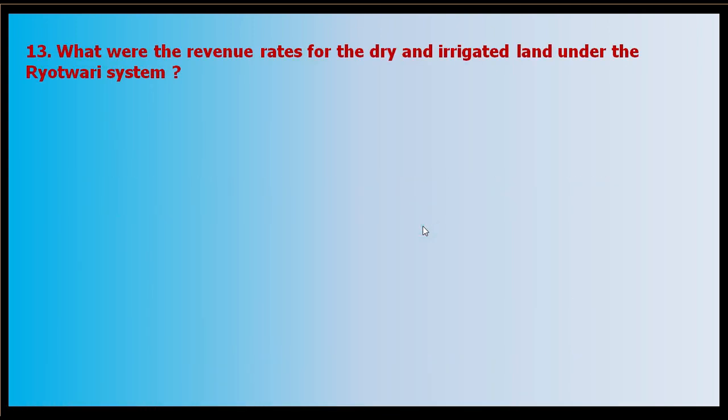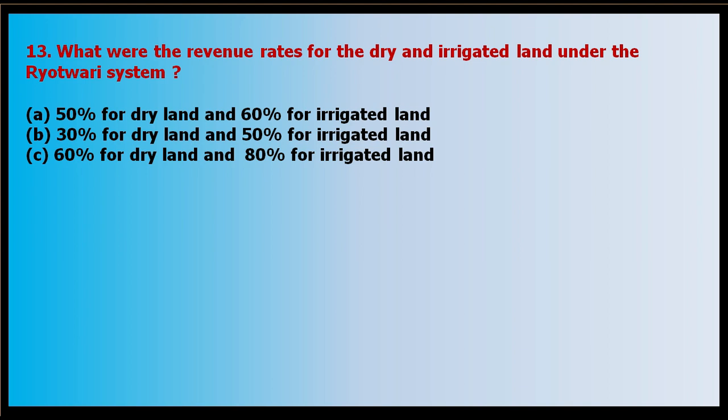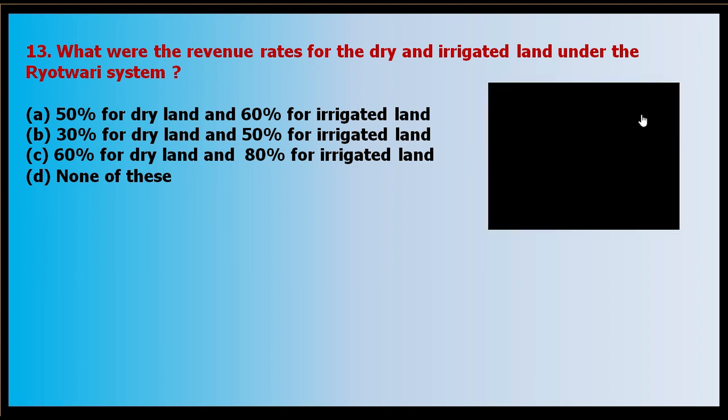Question number 13 is, what were the revenue rates for the dry and the irrigated land under the Ryotwari system? Find out which were the revenue and the tax rates during the Ryotwari system. 50% for the dry land and 60% for the irrigated land. It was 30% for the dry land and 50% for the irrigated land. It was 60% for the dry land and 80% for the irrigated land. Or option number D, none of these. And your time starts now.